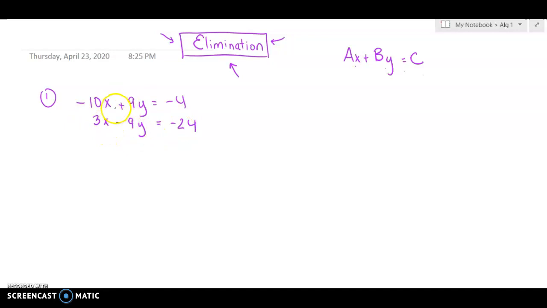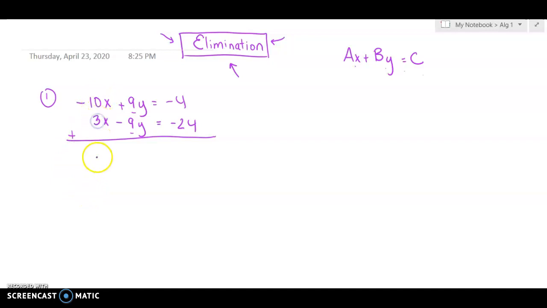Remember what we did was we wanted to try and eliminate either an x or the y. It does not matter which one. When you do that, the goal is to get the coefficients to be the same number but opposites. So 5 and negative 5, 10 and negative 10, 6 and negative 6. If you notice, this one's nice and easy because our coefficients for y are 9 and negative 9. They're already the same number but opposites.